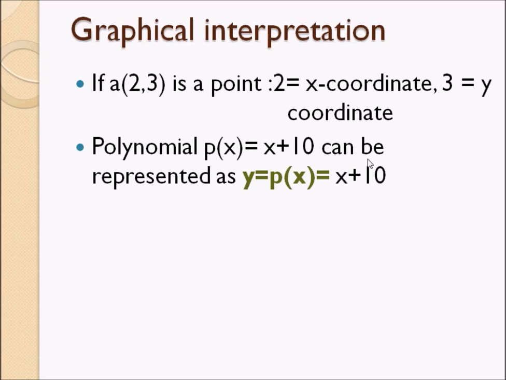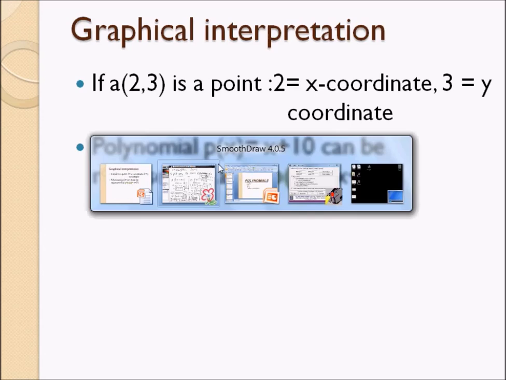Now guys, let us have a graphical representation of some simpler polynomials. Before having the graphical representation, let us know how to plot a point. If (2, 3) is a point, then 2 is the x coordinate, whereas 3 is the y coordinate. The polynomial p(x) equal to x plus 10 can also be represented as y equal to p(x), that is, we can interchange p(x) with y.